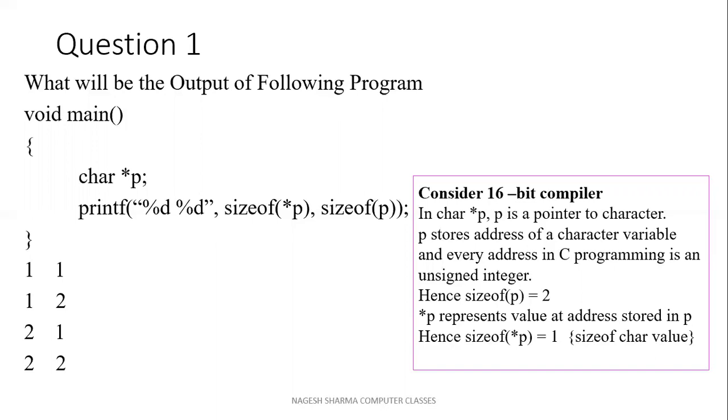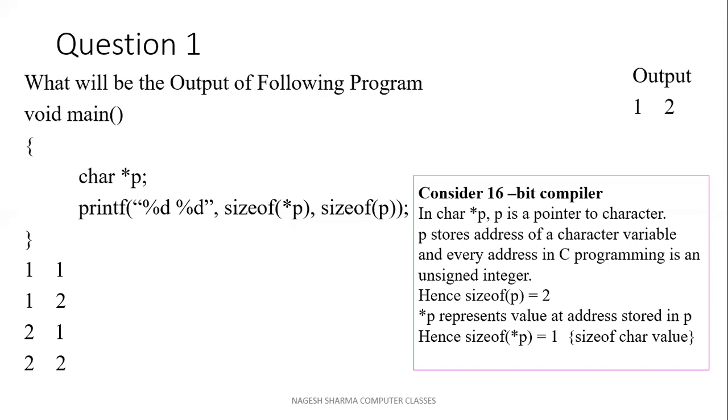Okay. Similarly, you can find the size of asterisk p. So what does asterisk p indicate? Asterisk p indicates the value stored at address indicated by p. As we know, the value that is stored at address indicated by p is a character value, and every character takes 1 byte. So size of asterisk p will be 1. So according to this, our correct option is 1 2. Okay, so our output will be 1 2.